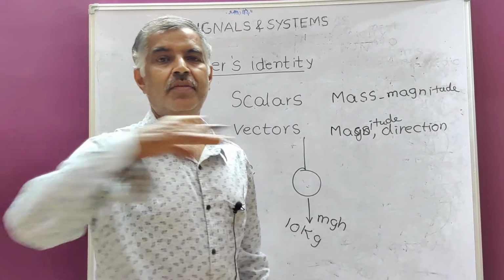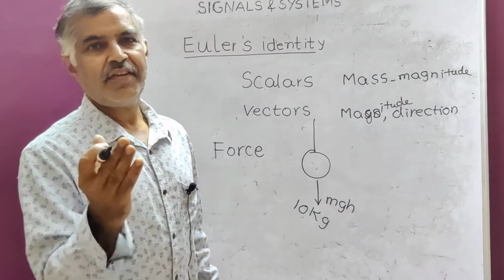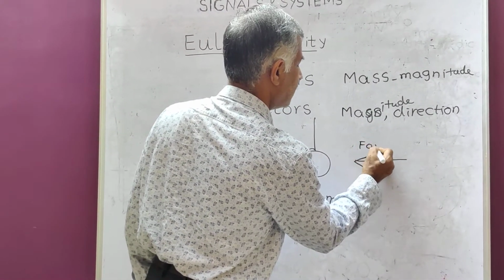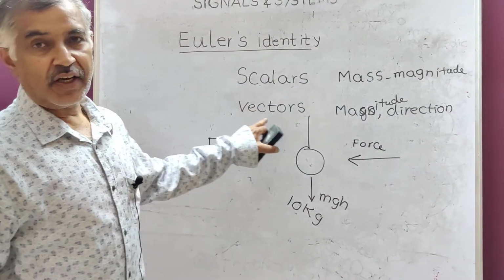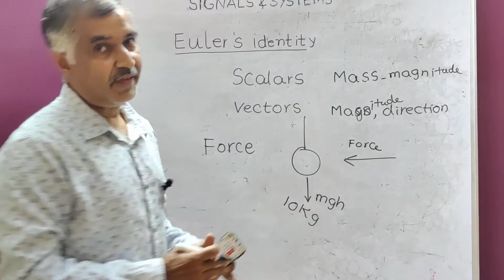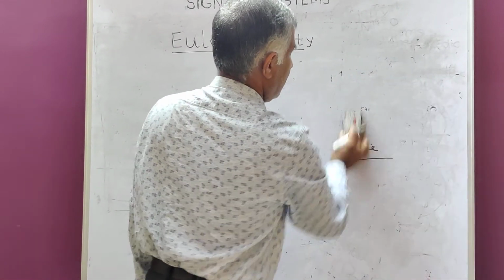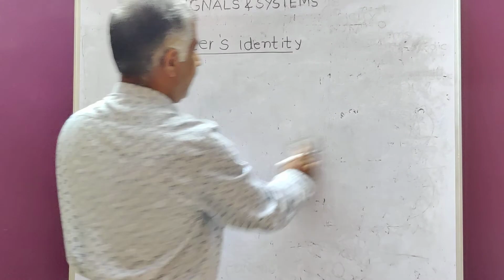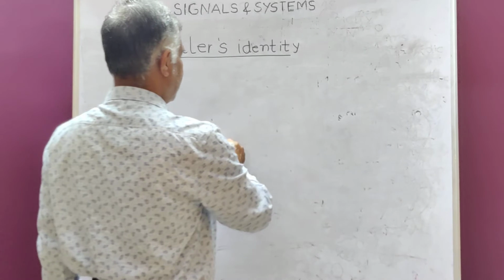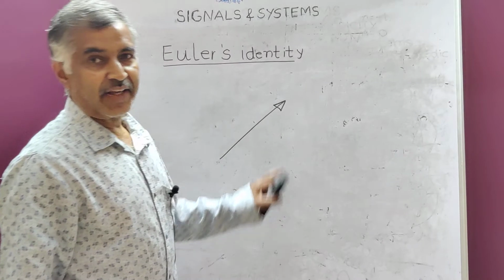For example, a car is moving. If a car is moving, in the direction of the motion there is going to be an active force. So a force acts in this fashion. So force is a vector. It has got both magnitude and direction. Now take a vector. I will draw a vector on this two-dimensional plane, say for example like this. So this is a force acting.